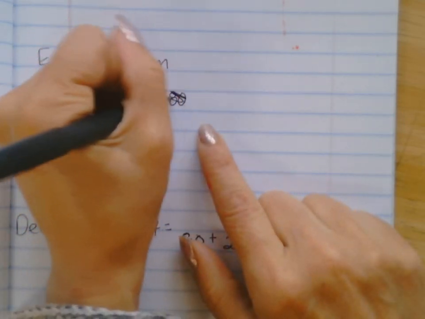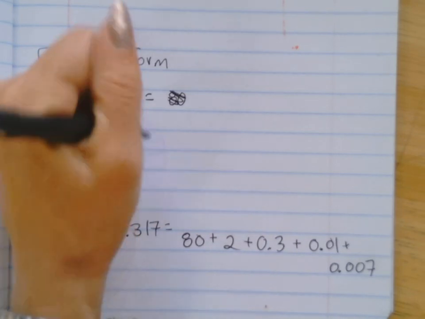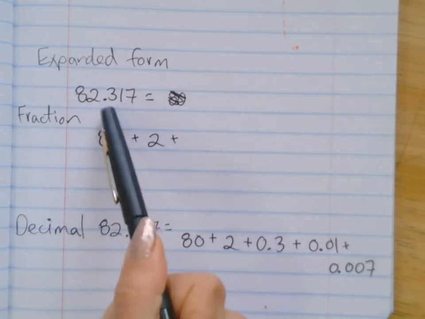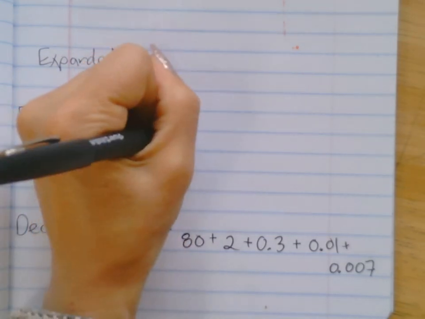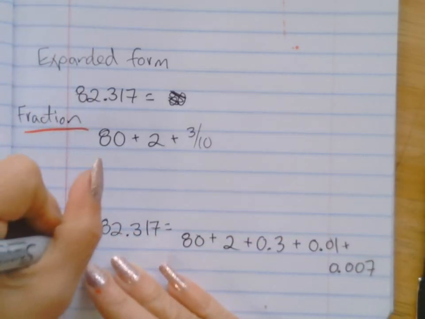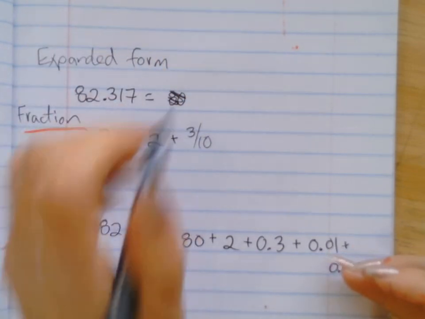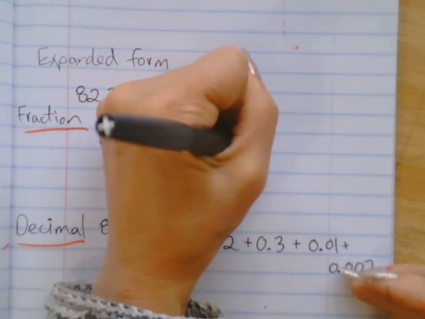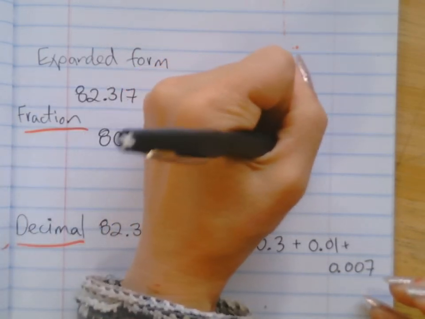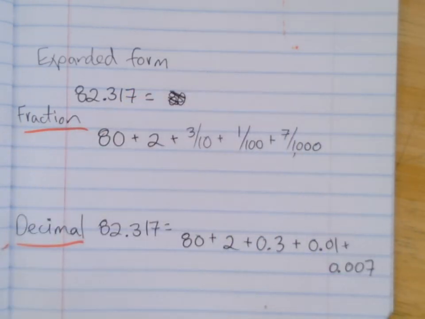So fractional form, I'm going to go 80. It's my whole number. I don't need to put that as a fraction. Same with 2. It's a whole number. I don't need to put it as a fraction. 3/10, however, is less than 1, so it will go as a fraction. The next one is 1/100, so that's basically 1 penny. And that's how we represent that as a fraction. And our last one, 7 over 1,000. So that place value is in the thousandths, therefore I have to have my 1,000 as my denominator.